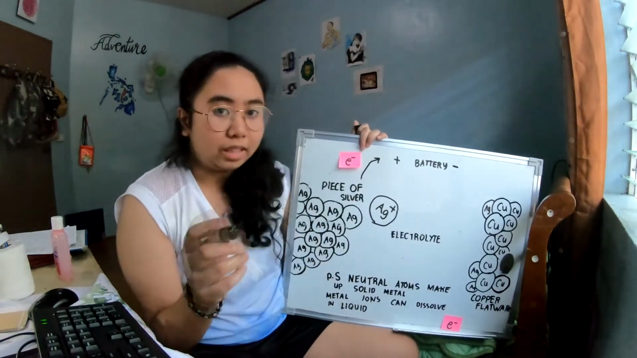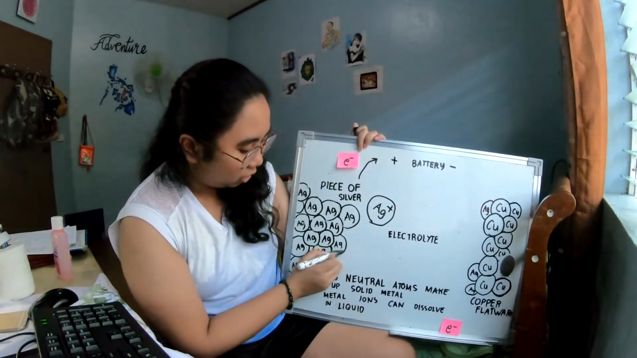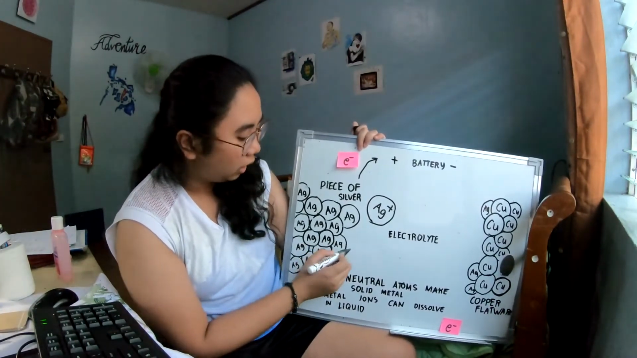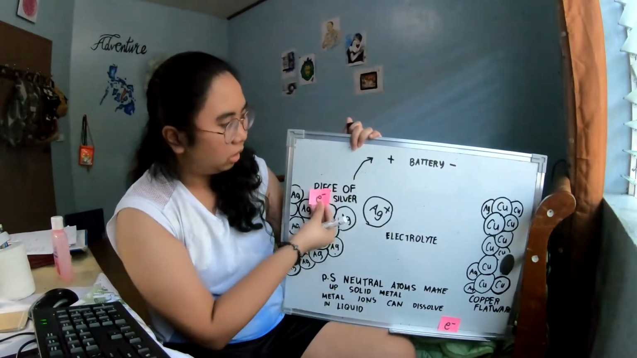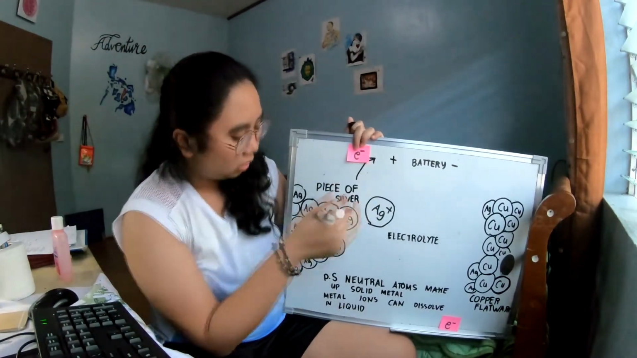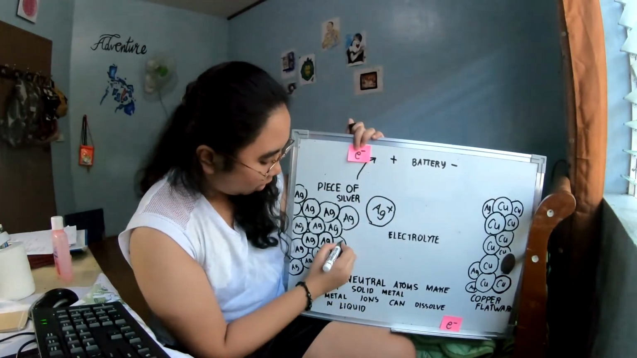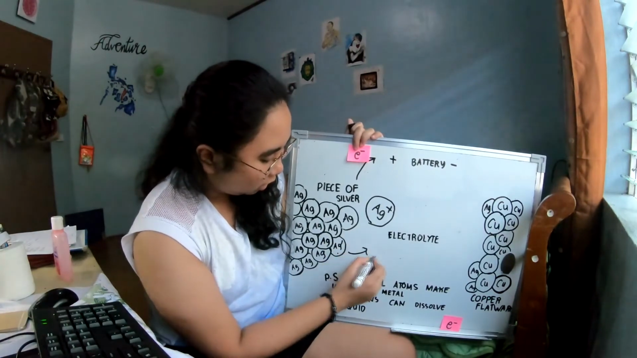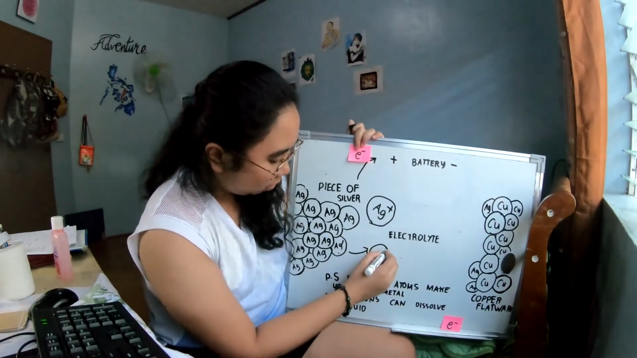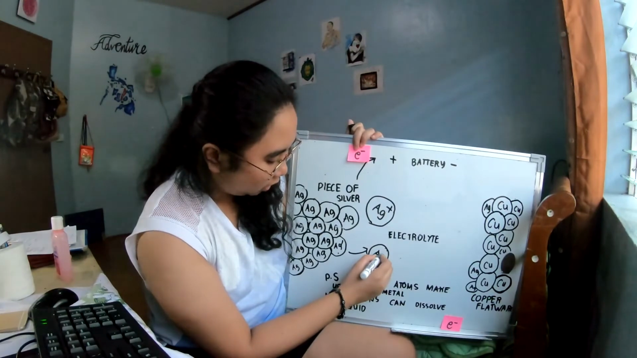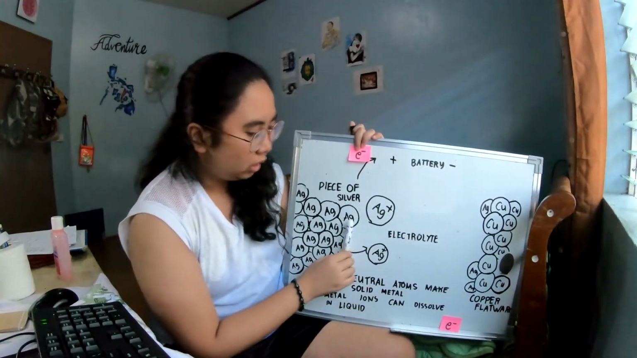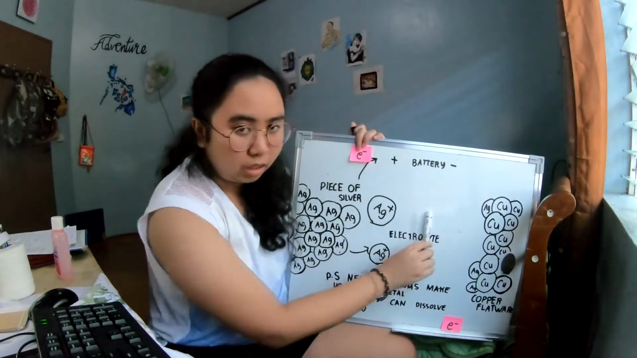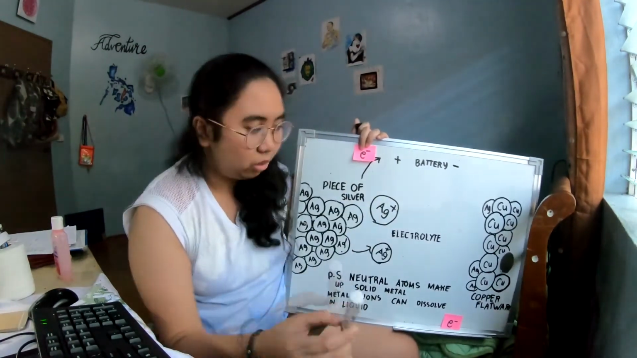So, let's have another Ag. For example, this Ag is neutral, and we're going to pull electrons out of it. It is pulled by the battery. So this Ag will become positive, and it will no longer be part of the solid piece of silver. It's already in the electrolyte, it's already in the solution.